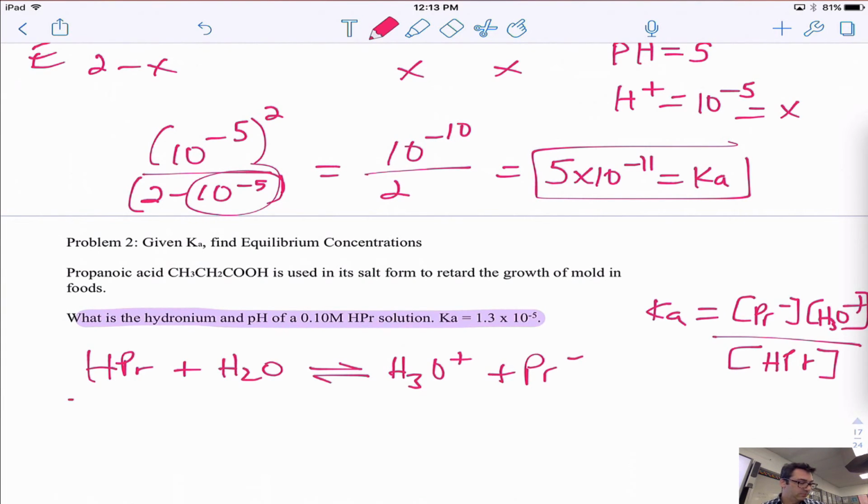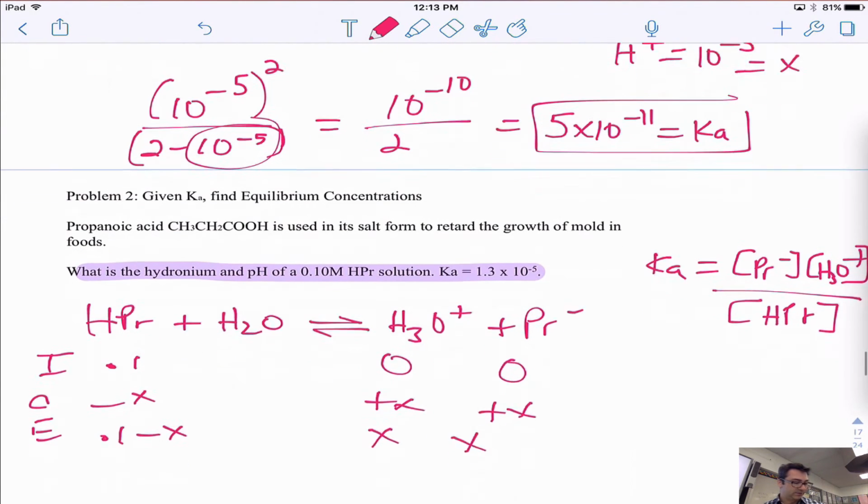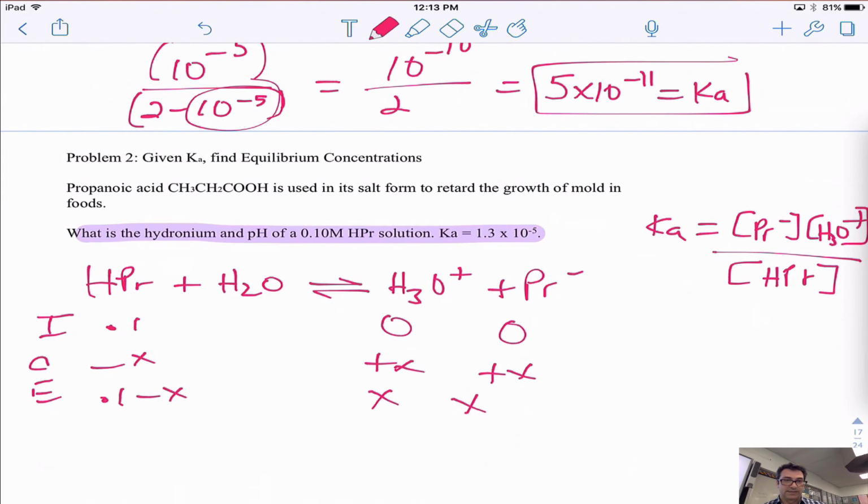I'll do my ICE table, and in my ICE table we're going to have 0.1 molar, 0 and 0, minus x, plus x, plus x, 0.1 minus x, x and x, except now I don't know x. Now my Ka, they're telling me, is 1.3 times 10 to the negative fifth. We don't know x, that's x squared over 0.1 minus x. Again, the x is going to be really small. I can tell that by this tiny little K value over here, 10 to the negative fifth.